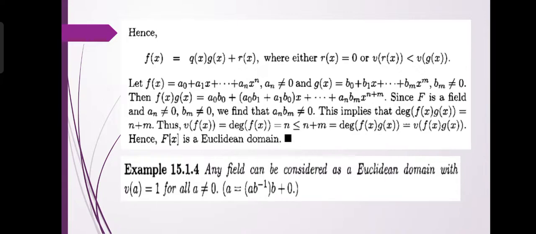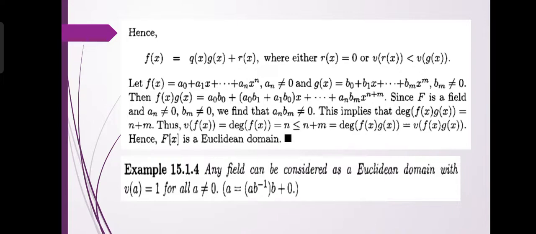Hence, f(x) = q(x)g(x) + r(x), where either r(x) = 0 or v(r(x)) < v(g(x)). Let f(x) = a_0 + a_1 x + ... + a_n x^n, a_n not equal to 0, and g(x) = b_0 + b_1 x + ... + b_m x^m, b_m not equal to 0.